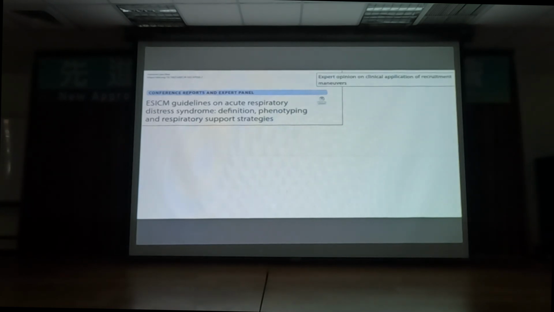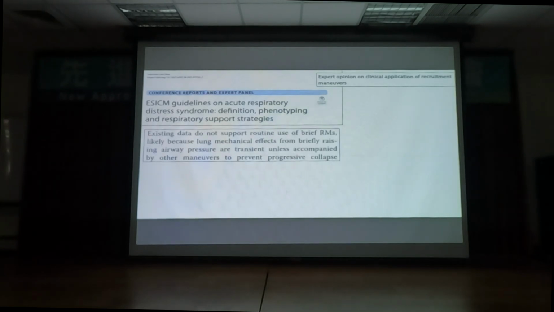And then there's the expert opinion. You know how guidelines work? They give you guidelines, and then the expert who wrote the guidelines has to give his expert opinion on this. And he says, existing data do not support use of brief lung recruitment maneuvers, likely because lung mechanical effects of brief raised pressure are transient, unless accompanied by other maneuvers. This means, of course, if I recruit the lung and don't optimize the PEEP and go back to 5 or 4, the lung is going to collapse. But this is exactly the reason why I do lung recruitment and then later optimize the PEEP.